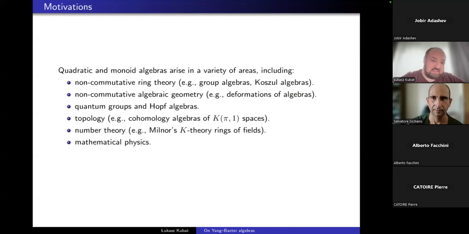Just to enumerate some of them, such algebras clearly appear in general non-commutative ring theory, in some parts of non-commutative algebraic geometry, for example as deformations of certain classical algebras. They also appear in quantum groups and Hopf algebras, in topology as cohomological algebras of K(π,1) spaces, also in number theory via K-theory of rings of fields, and as I said before, in some parts of mathematical physics.